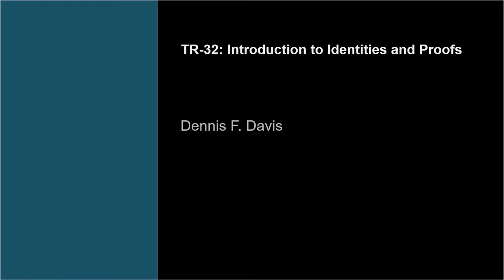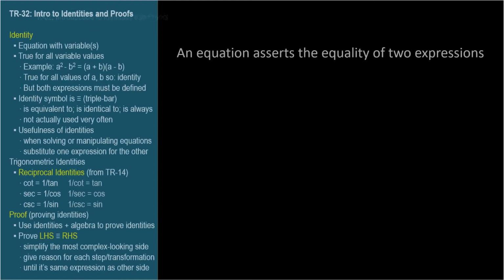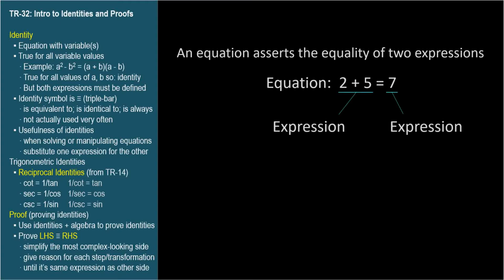An equation is a mathematical statement that asserts the equality of two expressions. A variable is usually involved, but not strictly necessary. 2 plus 5 equals 7 is an equation. Here are the two expressions. But we'll limit our discussion to equations where at least one of the expressions has at least one variable.